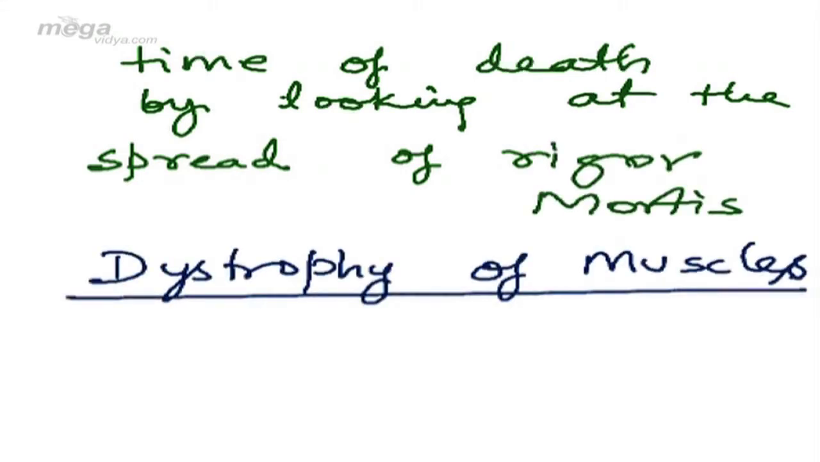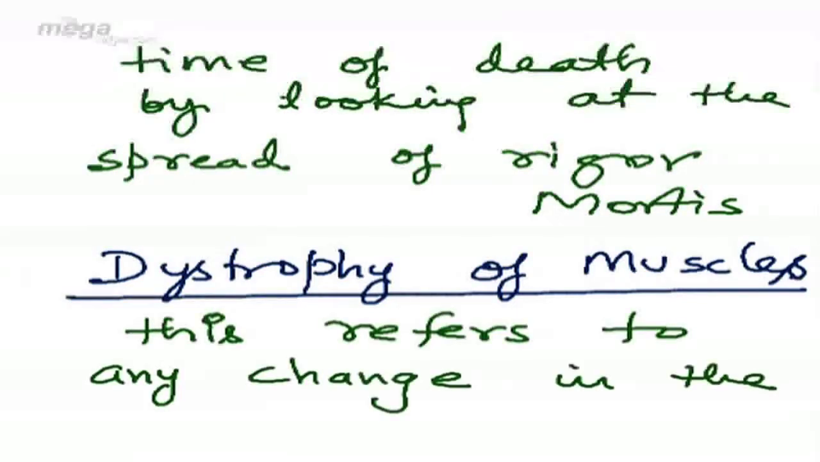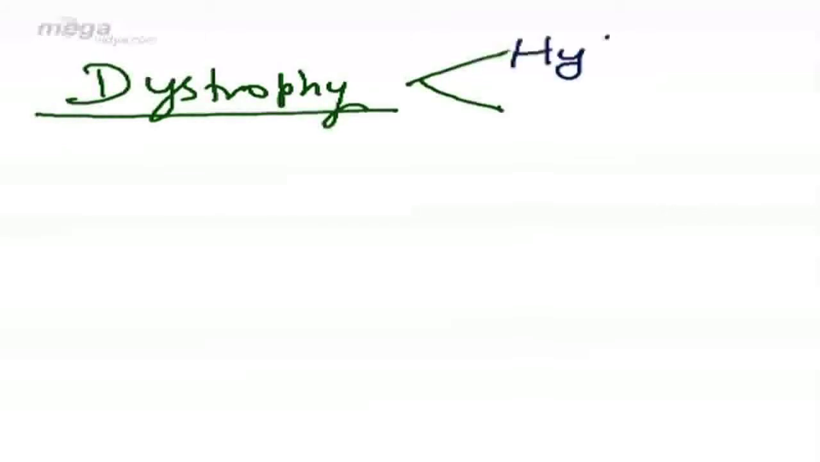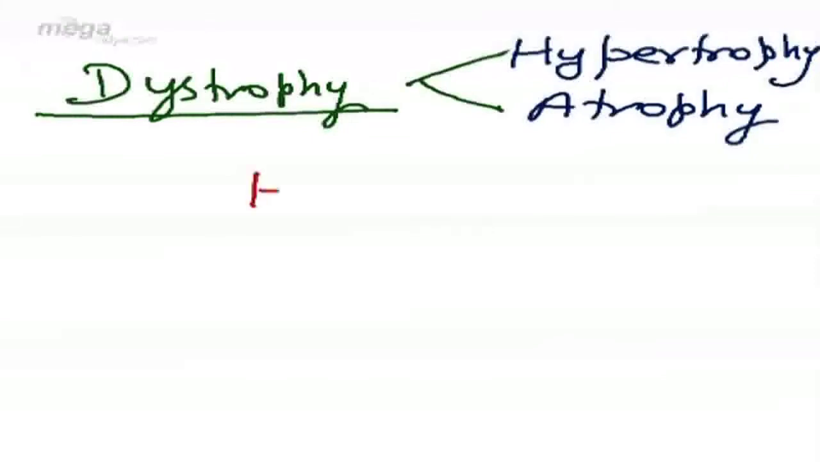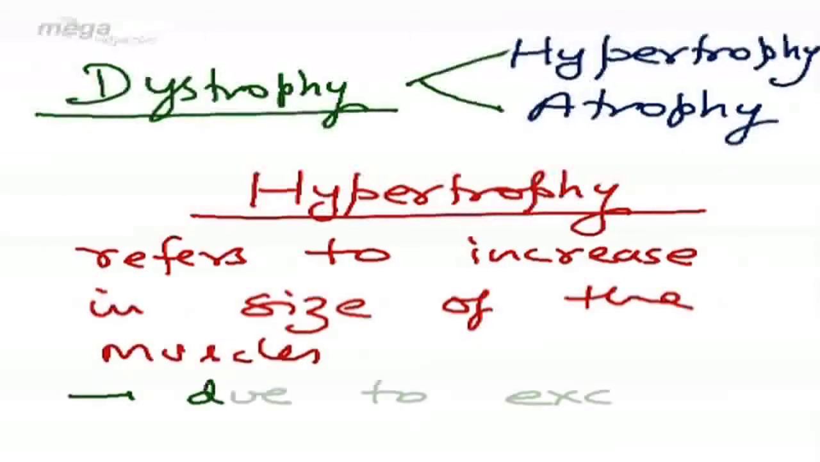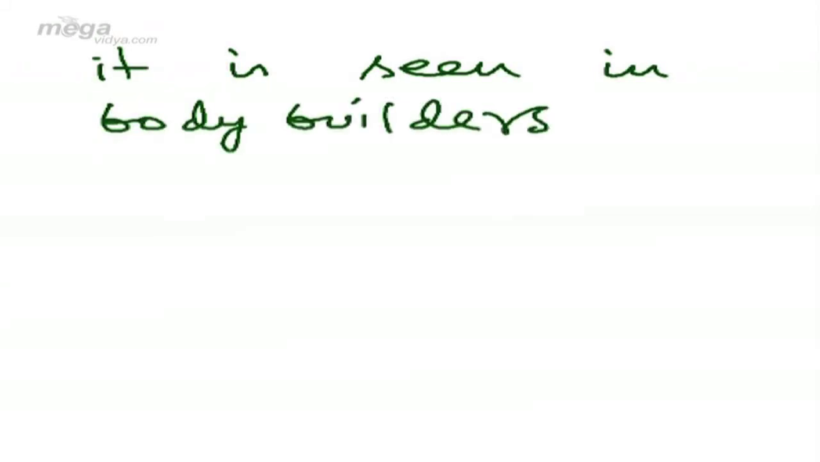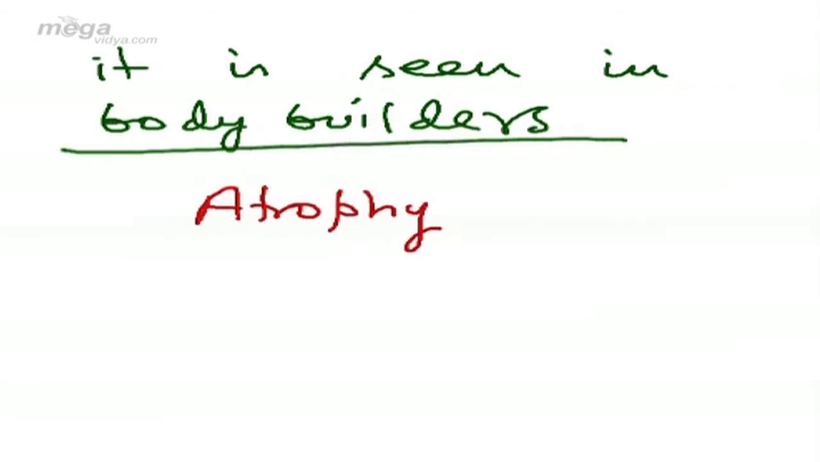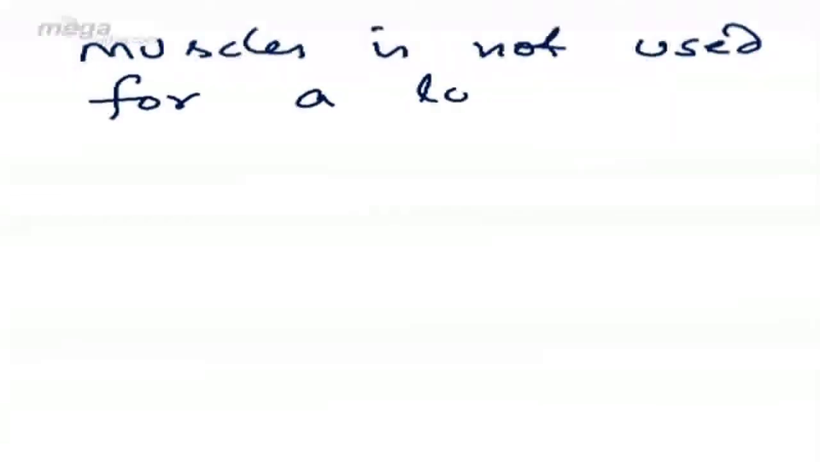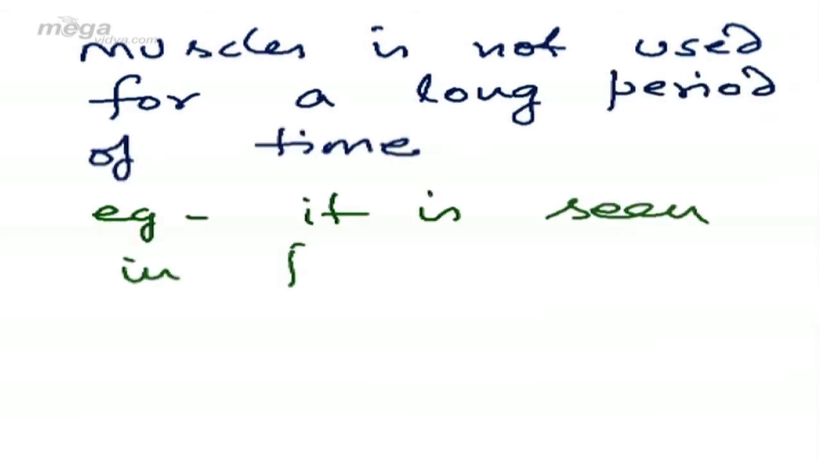Another term: dystrophy of muscles. This refers to any change in the size of the muscle. Dystrophy of muscle is of two types, hypertrophy and atrophy. First we'll take up hypertrophy. Hypertrophy refers to an increase in the size of the muscle. This increase is due to excessive use of the muscle. It is seen in bodybuilders. They use their muscles excessively for performing physical exercise, and as a result, the size of their muscles increases. Coming to atrophy of the muscles: atrophy refers to a decrease in the size of the muscles if the muscle is not used for a long period of time. For example, it is seen in polio patients.